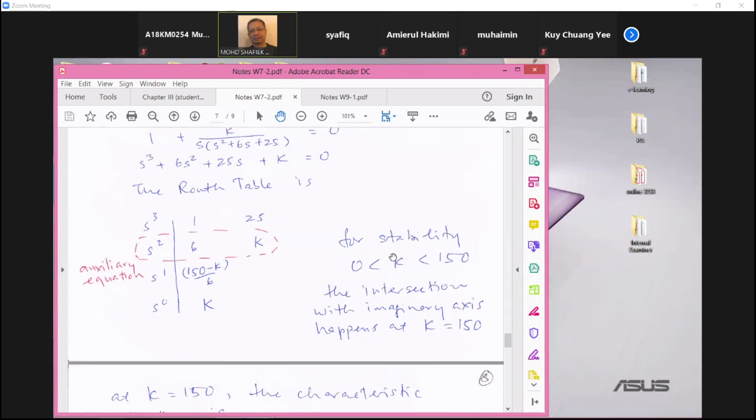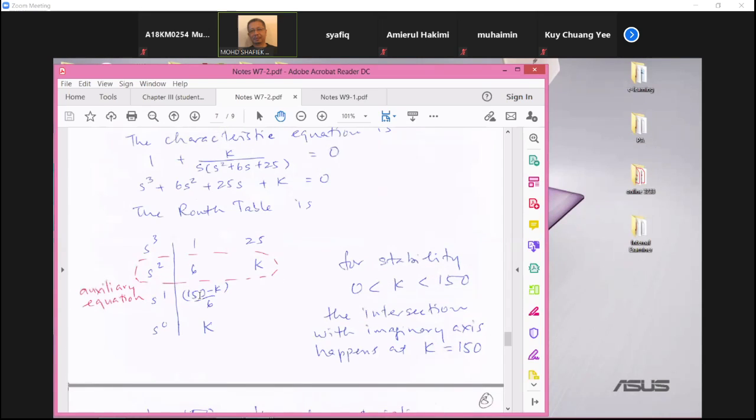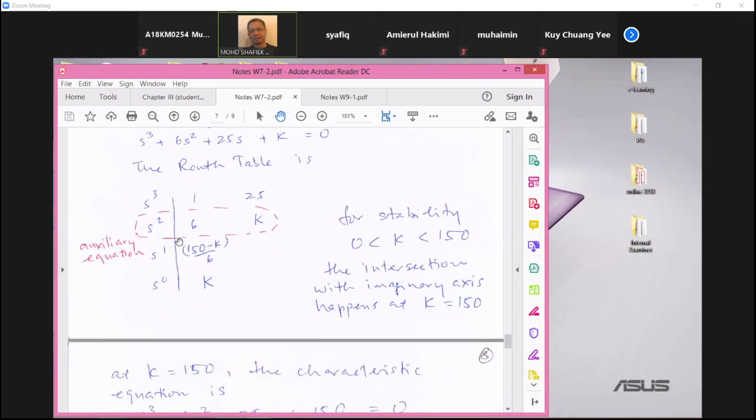You can substitute back K equal to 150 in the characteristic equation and find the roots. That's one way. That's what we have done before. So once we find the value of K that will make the system marginally stable, substitute that K back into the characteristic equation and solve for the roots, and then we are going to get the intersection with the imaginary axis. But today we are going to use this auxiliary equation.